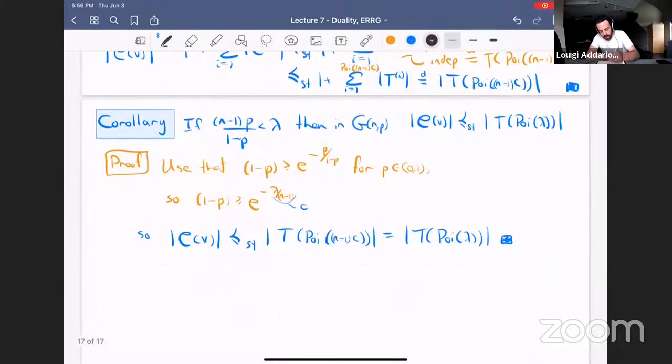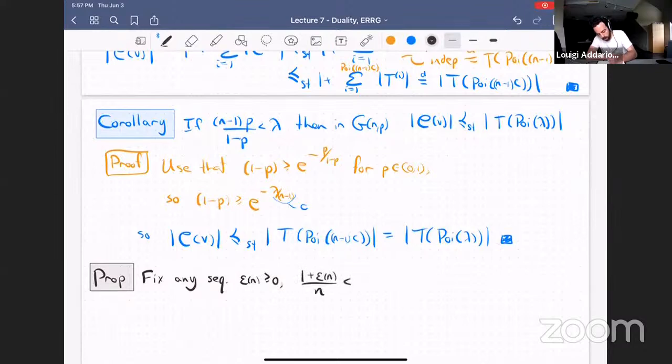And so now I'll close with the proposition I'd like to prove. I thought I'd get to it today, but I didn't. So if we fix any non-negative sequence epsilon_n, so that we get a probability, 1 plus epsilon over n should be at most 1. Though I'm thinking of epsilon as small, I don't actually need that for the proposition. And I'll let p be (1 plus epsilon) over n.